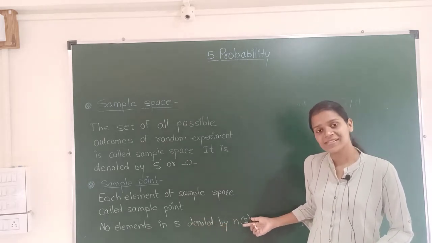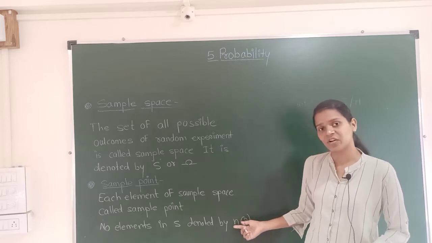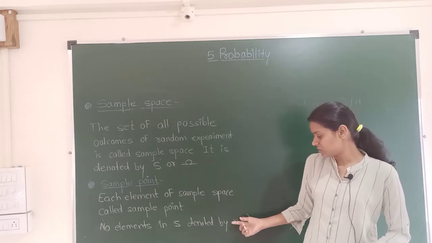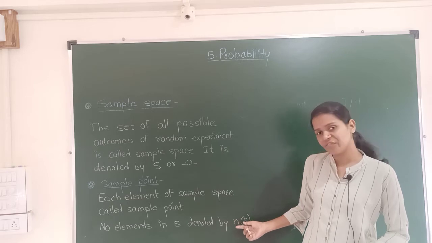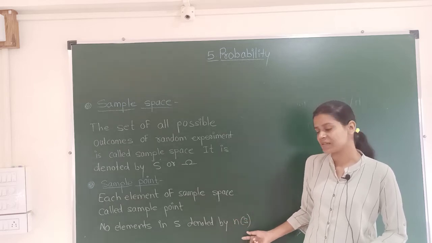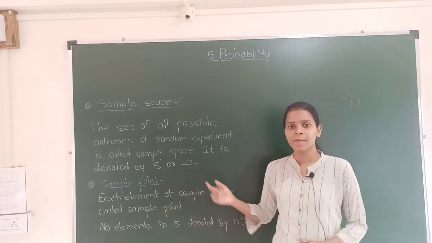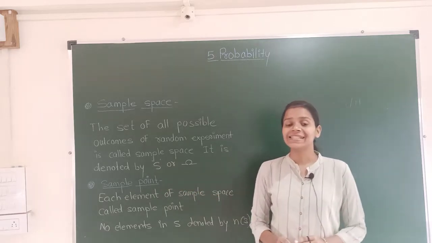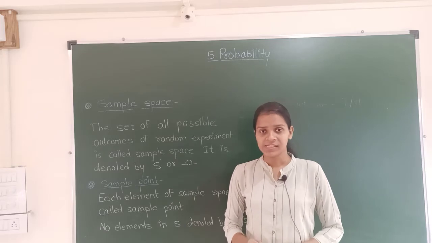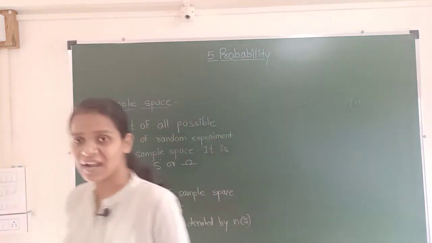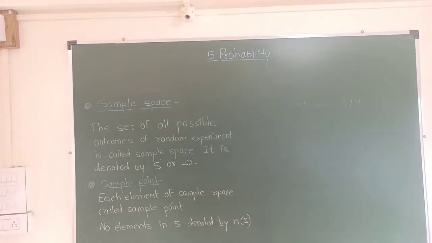Sample point is what? Each element in a sample space is called a sample point, and the number of elements in sample space S is denoted by n(S). Here S is the sample space and n is used to denote the number of elements. So the number of elements in sample space is denoted by n(S) and the sample space is denoted by S or omega. We are going to see examples of finite sample space. If you want, you can write these two definitions along with how they are denoted.